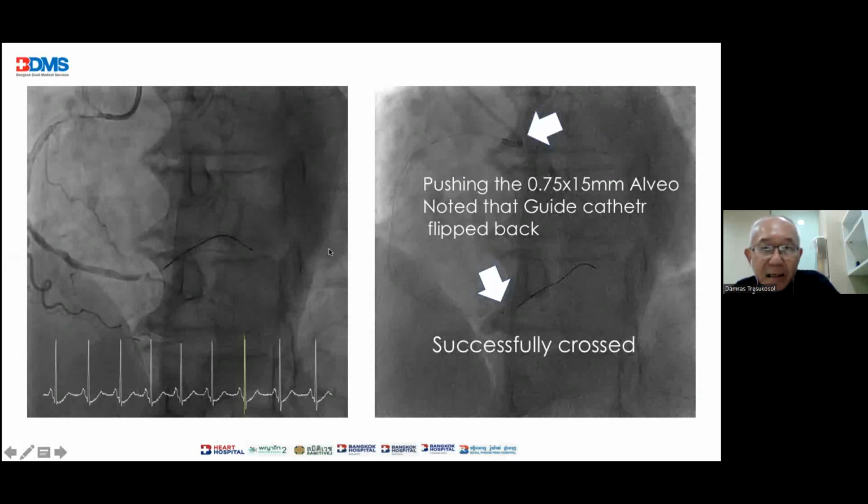So in this case, we pushed the Alveo. You can see that while we were pushing the Alveo down, the guide flipped back. That is normally what happens when we face a very hard block. But we finally successfully crossed. This is the Alveo balloon, 0.75 by 10.